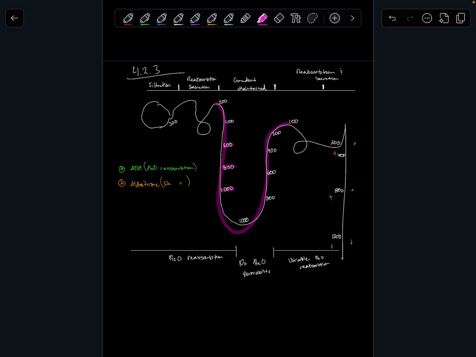I want to make sure we hit every topic. Here's a graph that helps us understand what occurs at different stages in the nephron. But I believe that's it. Thank you.